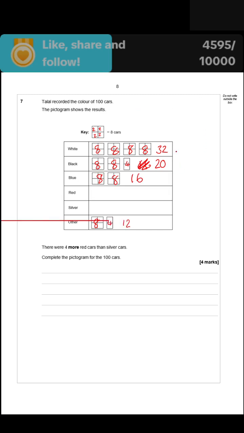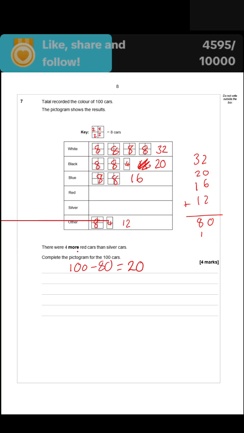Our next step is to add all those answers together. So you've got 32, 20, 16, and 12. We add the units together first. 2 plus 2 is 4, add the 6 gives you 10. Carry the 1. 3 plus 2 is 5, add the 1 is 6, add the 1 is 7, another 1 is 8. Now we know there are 100 cars in total, so 100 take away 80 leaves you with 20.